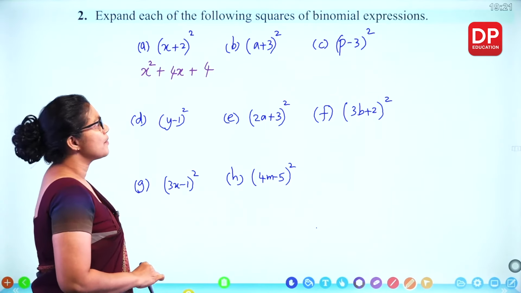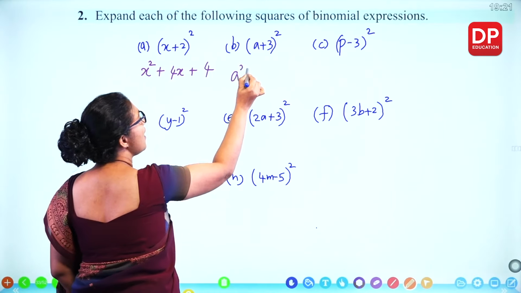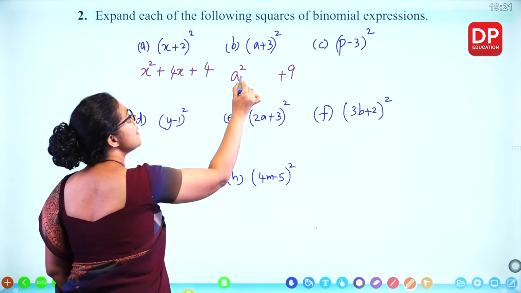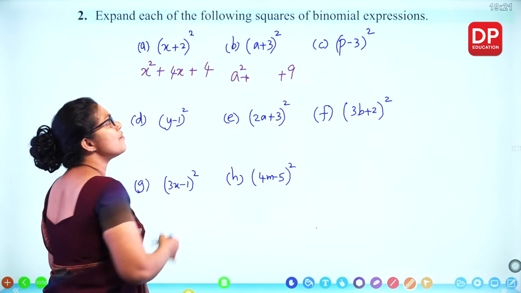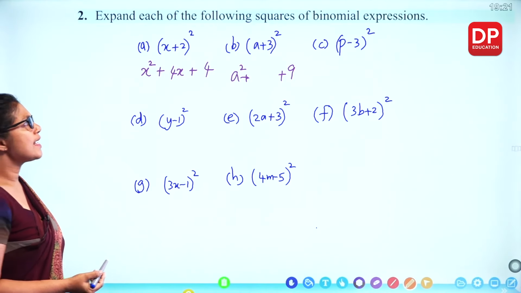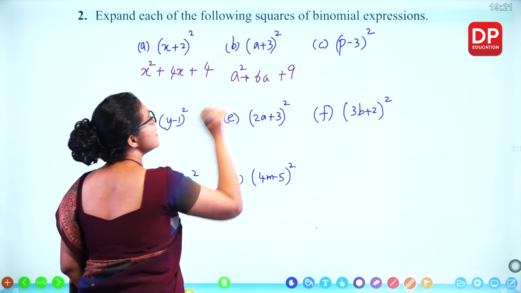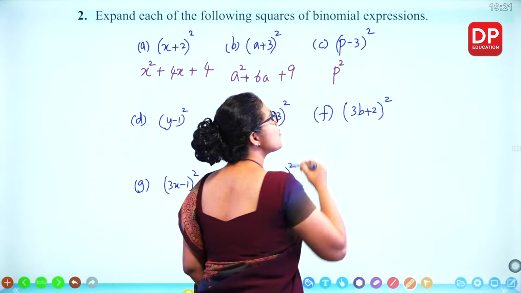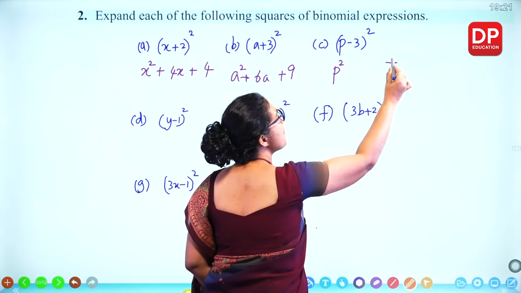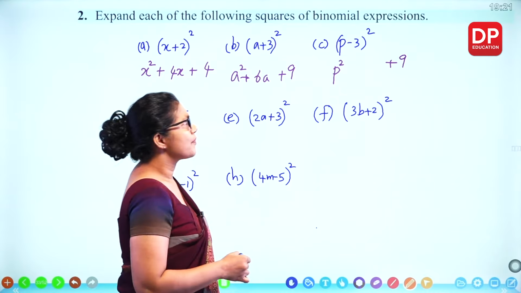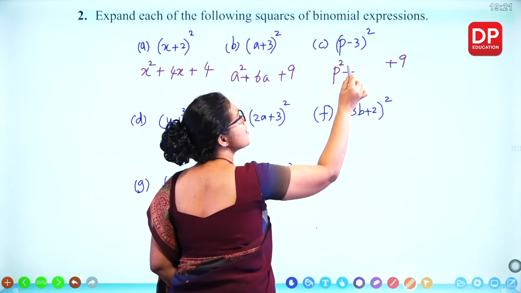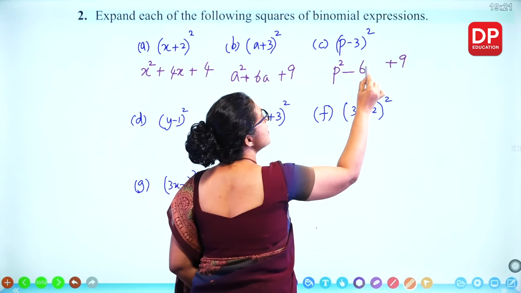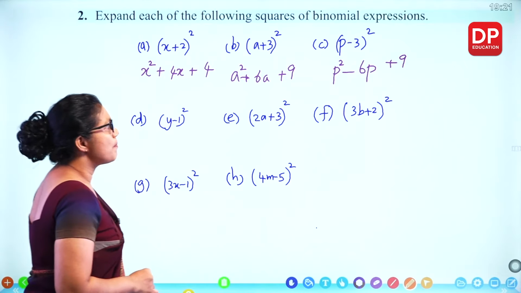What about this one? Take the first term squared, last term squared. 3 squared is 9. This is plus. What's the middle term? Double of a and 3. 2 times 3 is 6. 6 times a, 6a. So the third one, first term squared, last term squared. Minus 3 squared becomes plus 9. What's the middle term? You're getting a negative answer because negative times 2 into 3 becomes negative 6. So the middle term becomes minus 6p.